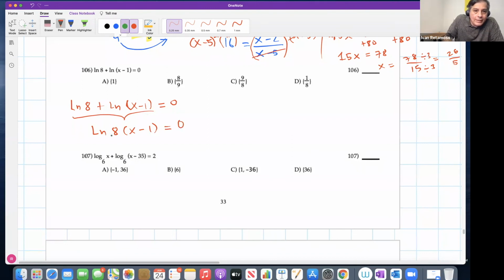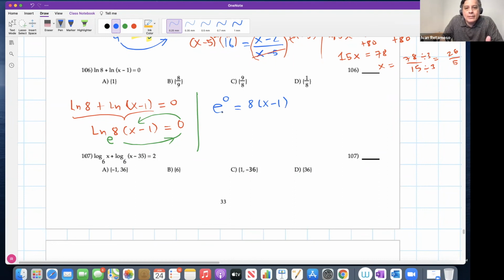Professor, I don't see the base. The base for natural log is e, right? It's understood, not written, but it's e. Now you nail it, right? This is telling us that e raised to 0 should be equal to 8 times x minus 1. But e raised to 0, since e is a positive number, is approximately equal to 2.71 something, right? E raised to 0 is just 1. In case you forgot this fact, you can get it in the calculator, right?